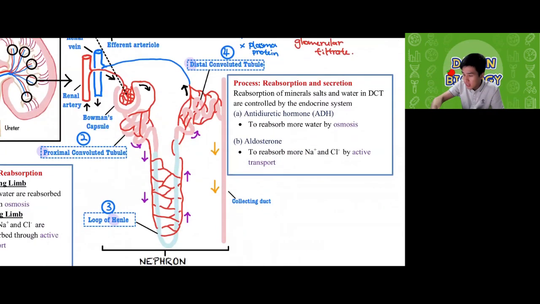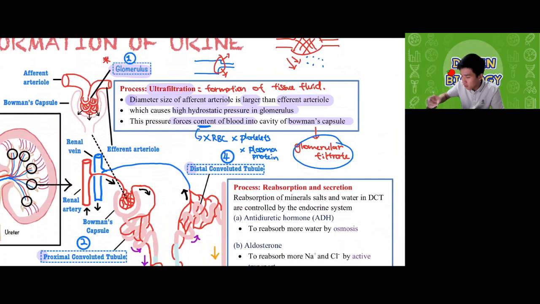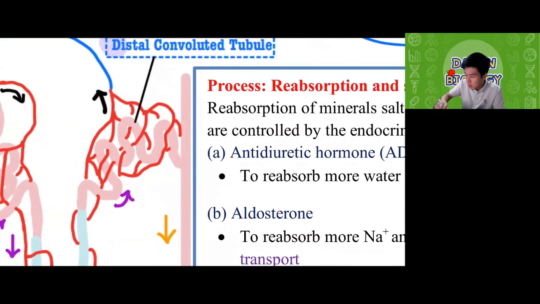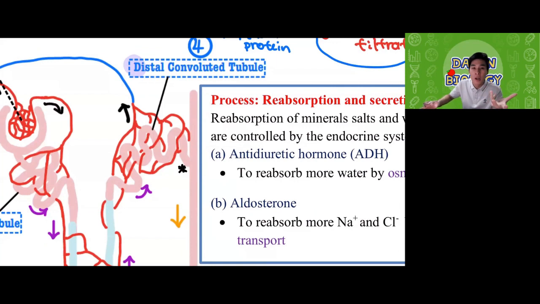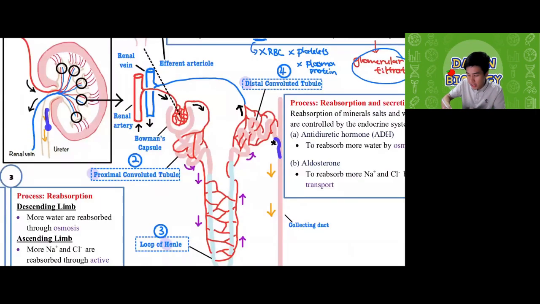So once this glomerular filtrate flows until here, basically you got no more nutrients already. It just left waste, your urine. So your urine then will flow into here. Finish already. Okay. Then urine flows, then you come into here. Okay, that one later we'll talk about it.